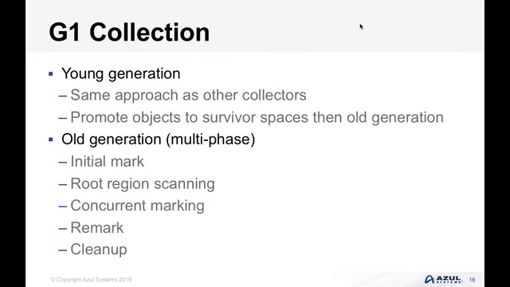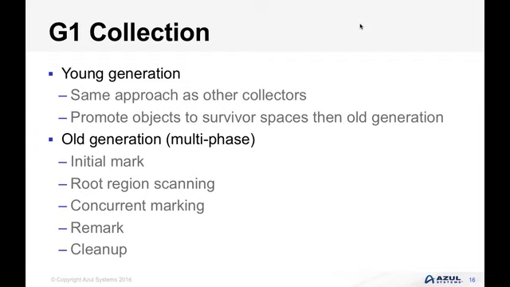Now, looking at the G1 collector in a little bit more detail, from the young generation point of view, the same approach is taken as with other collectors, where you have an area of memory, which is a number of linked regions, and you have a pointer into those regions which moves along as you allocate objects. When you get to the end of that logical region, you need to do a minor garbage collection, and at that point any live data will be collected from those regions and copied into survivor spaces and then promoted into the old generation. The old generation uses a similar idea to the concurrent mark sweep.